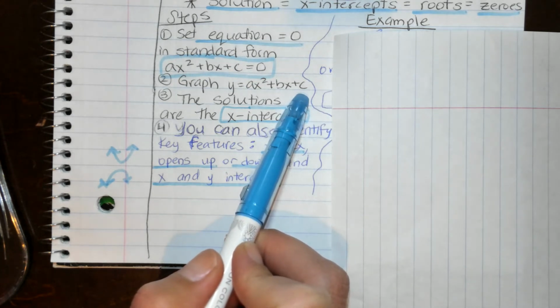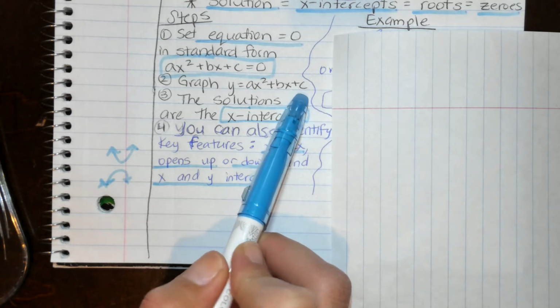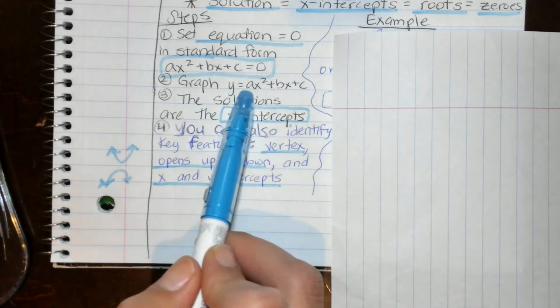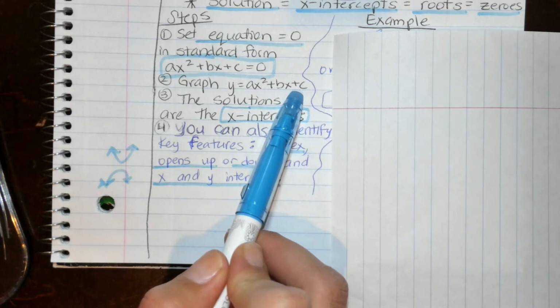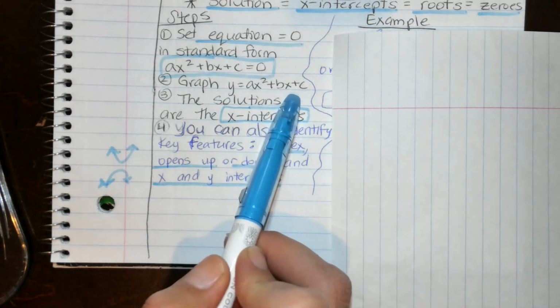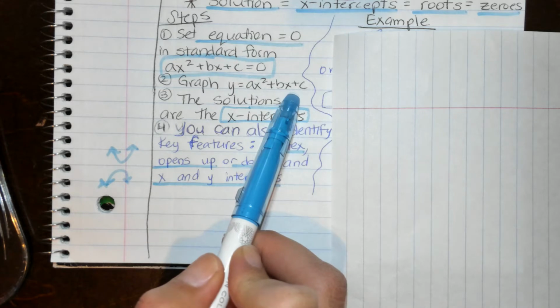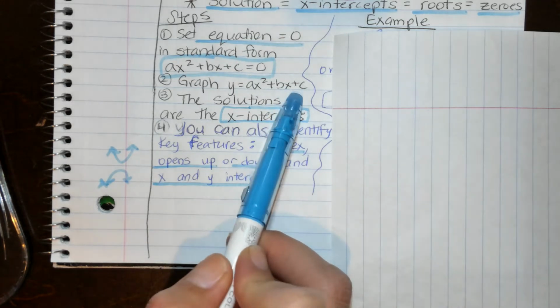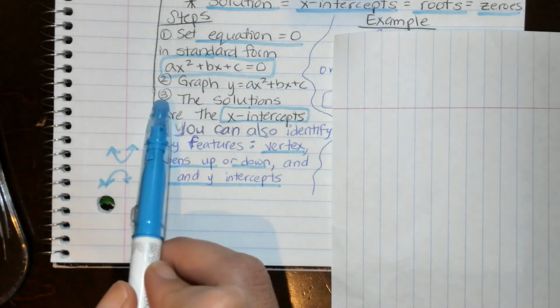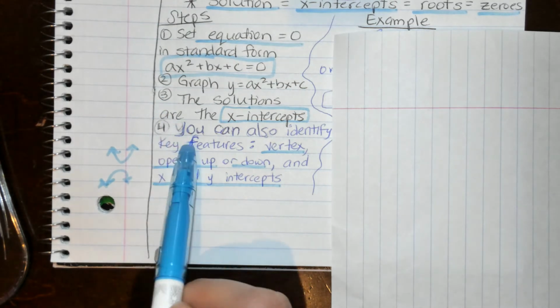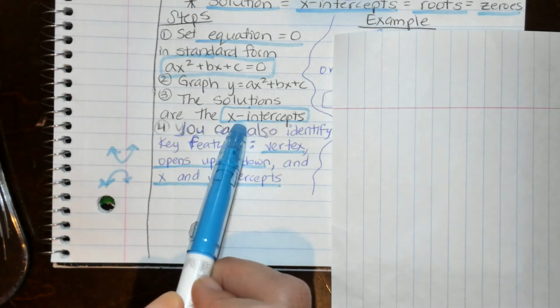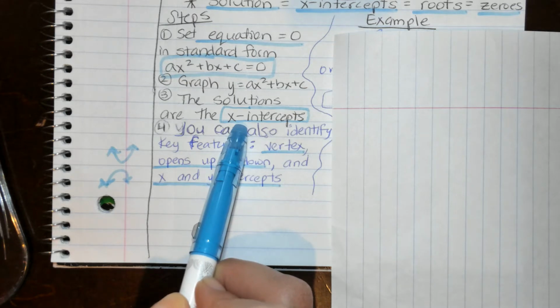If you're stuck, confused, or want to check your graph, you can always type that into Desmos, like we did in class, and see if it matches what you were thinking. Once you graph it, you can see the solutions. So that's step 3. The solutions are the x-intercepts. Look at the graph. Where does the parabola cross the x-axis? Does it cross or touch it in one place, in two places, or no places? Think about what that could look like.